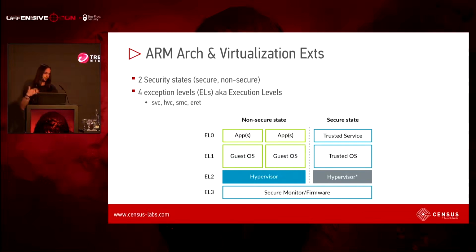To move between execution levels, we take interrupts, exceptions, or return from them. To go from EL0 to EL1, we have a supervisor call, the SVC instruction. EL1 to EL2, hypervisor call, HVC. EL1 or EL2 to go to EL3, we have a secure monitor call, SMC, and we drop to lower levels with the exception return instruction, ERET. We're going to be targeting normal world EL2 in this talk.